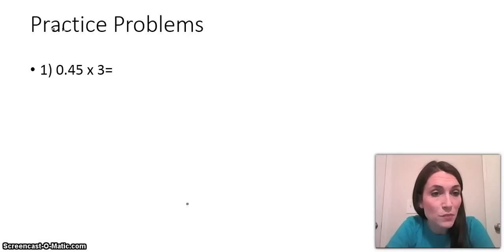For our first practice problem, we're looking at 45/100 times 3. Please work this out. Remember to work the problem just like they were whole numbers, but write it with the decimal place in it, and then we'll go ahead and move the decimal place to the appropriate spot once the problem is worked. Please work this on your own, and when you're ready to check, go ahead and press play and we'll work the problem together.